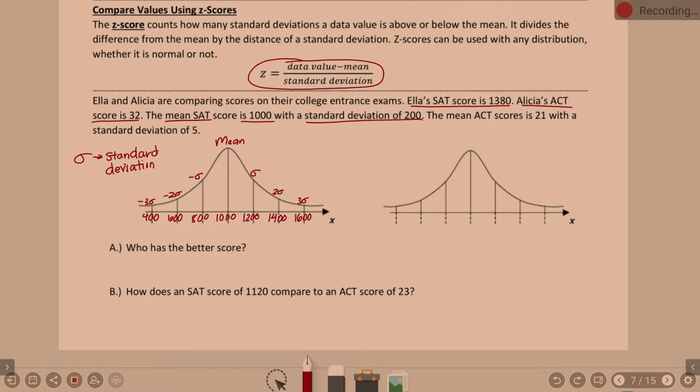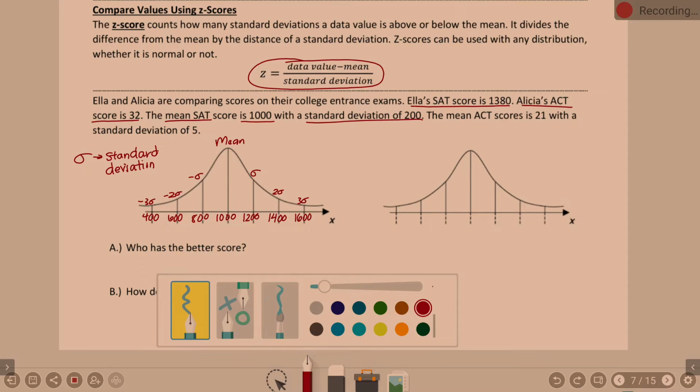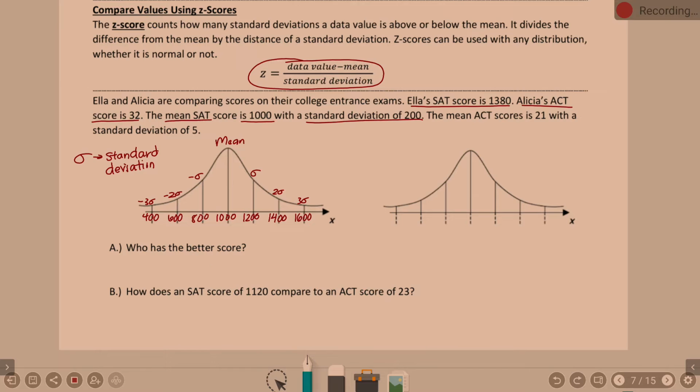Now, with this in mind, where was Ella's score? 1380. Ella has an SAT score of 1380, which ends up being where? Right below 2. Ella's score of 1380 ends up being right before 2 standard deviations, right? So it's just a little bit less than 2 standard deviations from the mean.